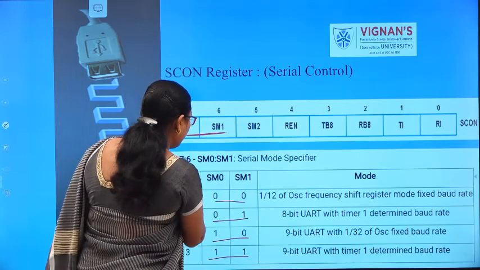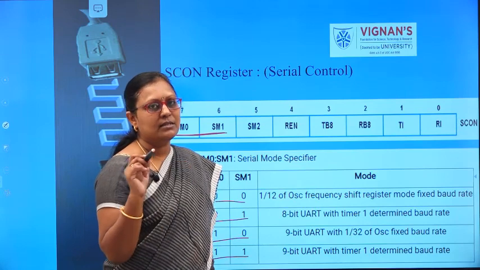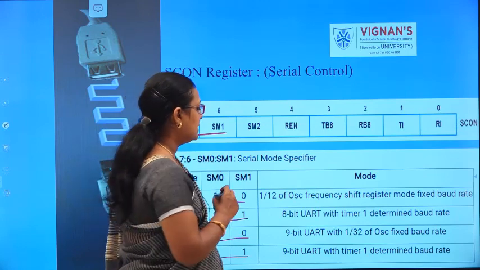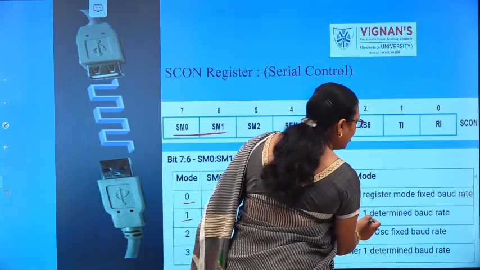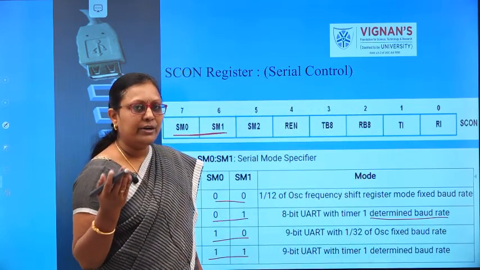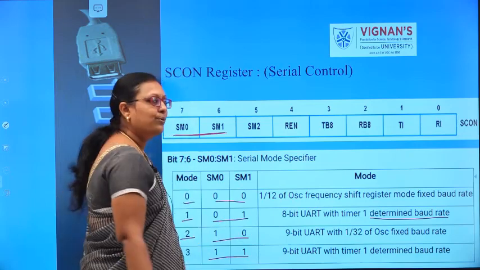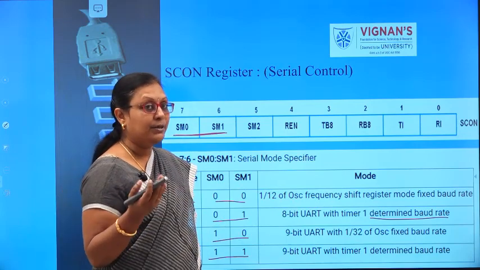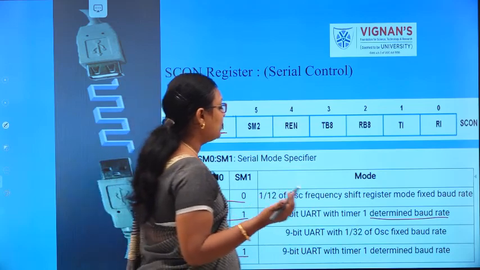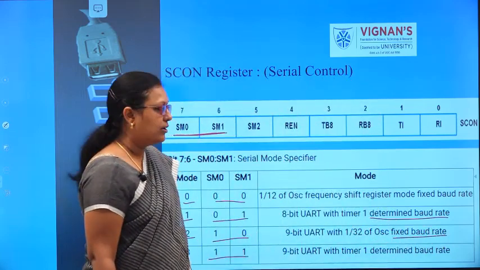In mode 1, it is used as an 8-bit UART. So 8 bits are used here, and it has a determined baud rate, which means you can vary the baud rate as per the user requirement. Mode 2 is for 9-bit UART transmission. It is a fixed baud rate, so you can't change the baud rate value.